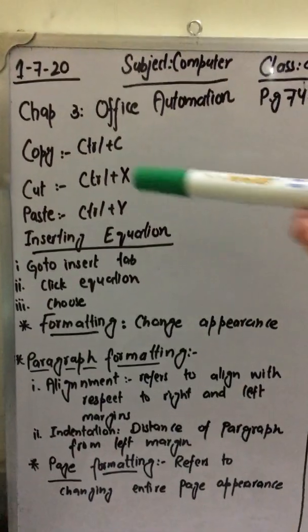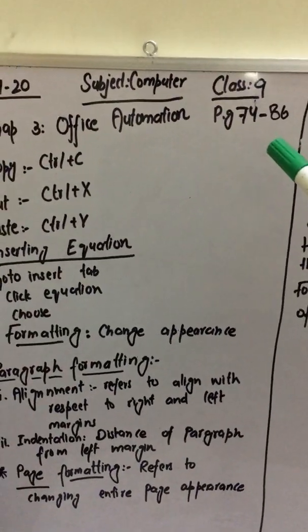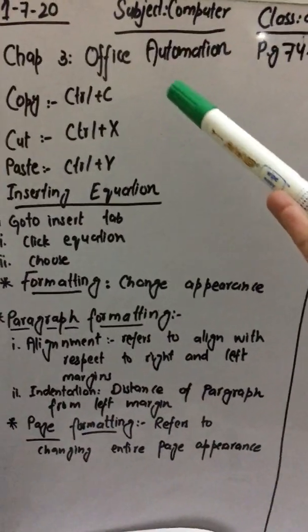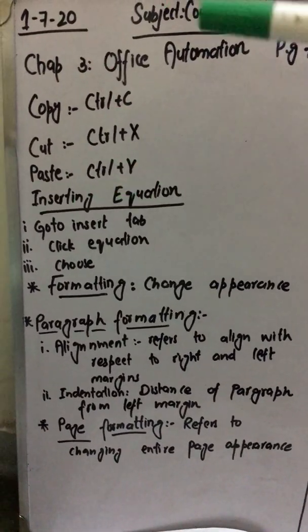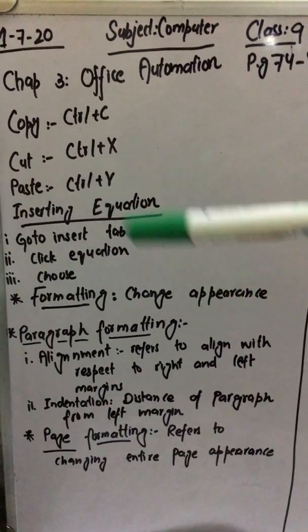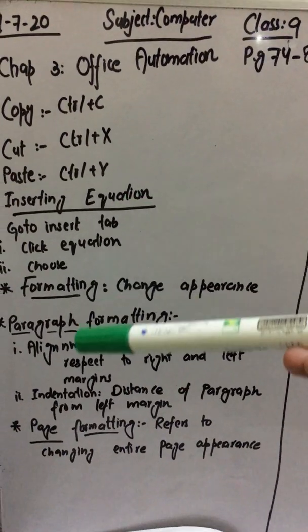We are doing chapter number 3, office automation, page number 74 till page number 86. Students, our today's topic is how to edit or how to format your Word page. So the first option is how to copy, cut, paste and move the text.